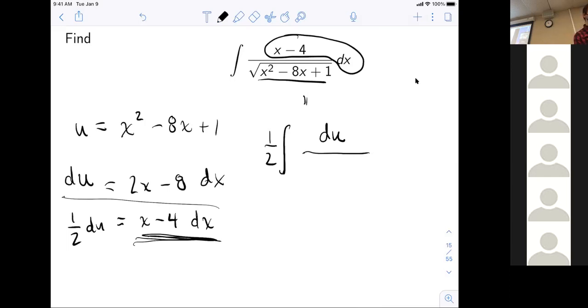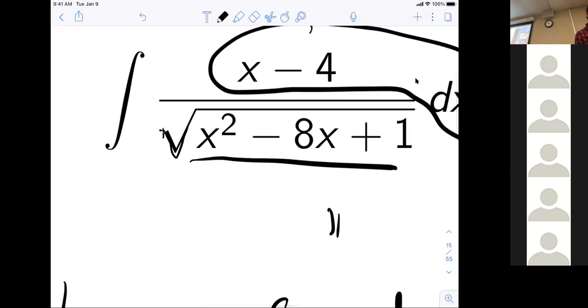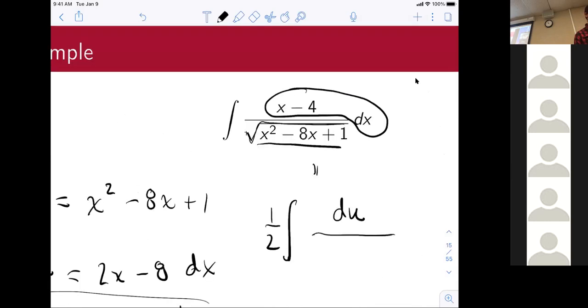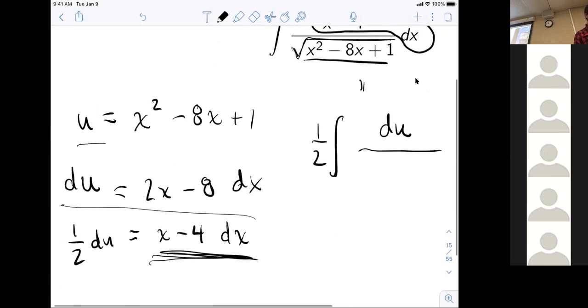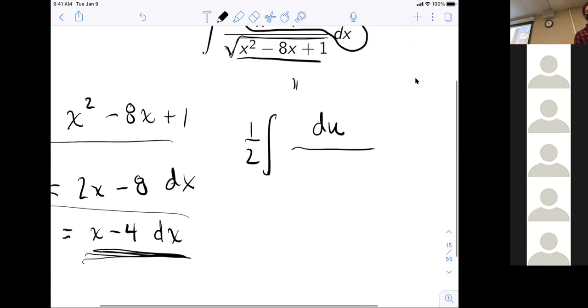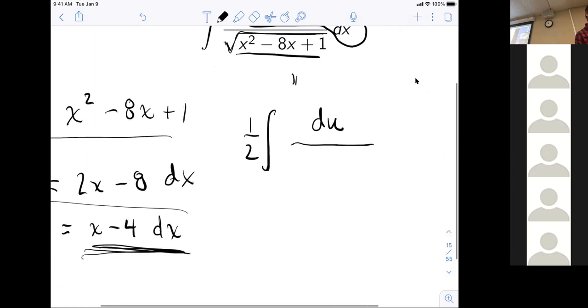So right before, the bottom was the square root of x squared minus 8x plus 1. And then we said u is x squared minus 8x plus 1. So now in the bottom, I'm going to have the square root of just u. Okay.